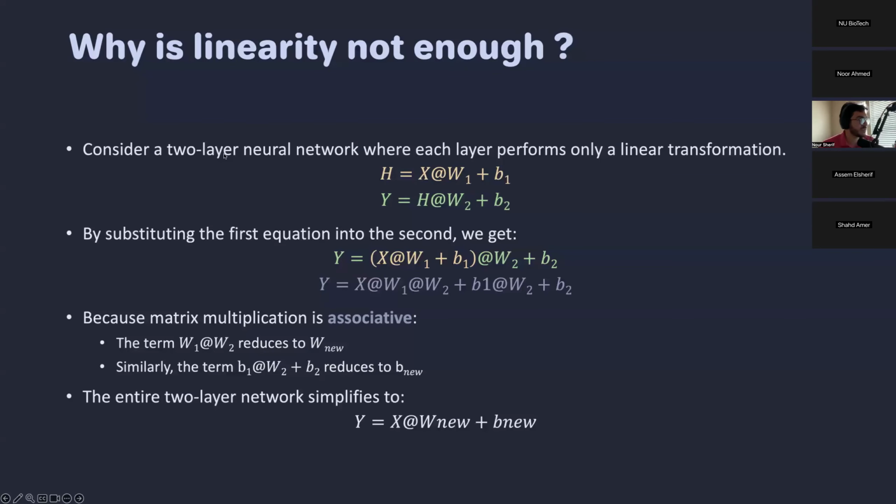So if we consider a very simple neural network with only two layers, the first layer, H, the first hidden layer, is basically how we compute it if it's only linear. We take the inputs, which is X, and do a matrix multiplication with the set of weights. And then we add the bias. This is exactly what we talked about last time.